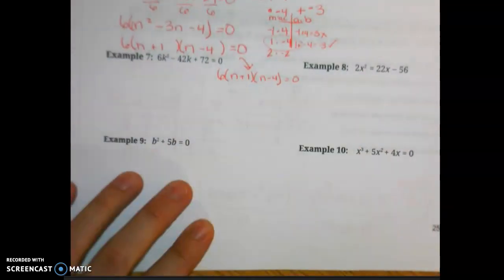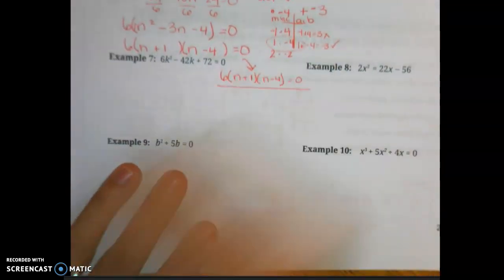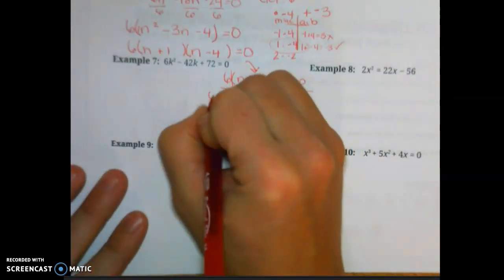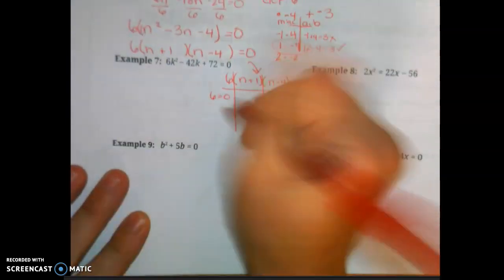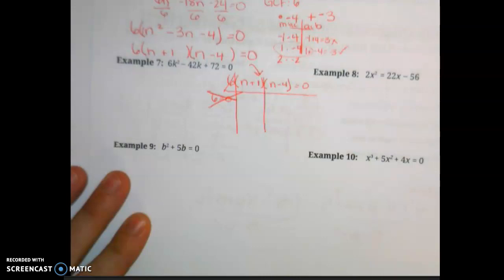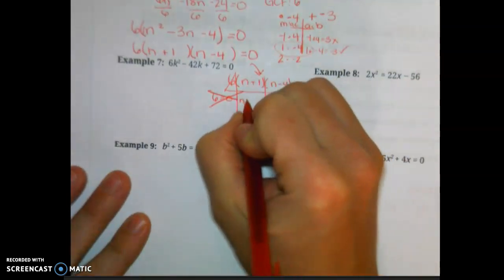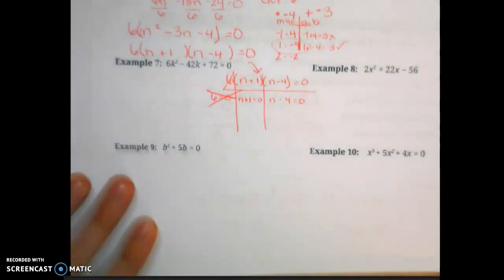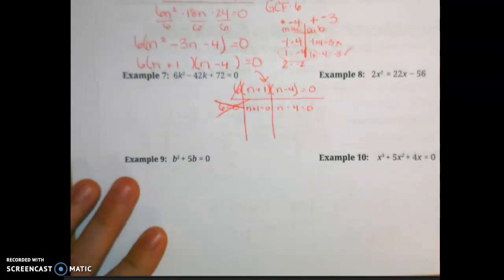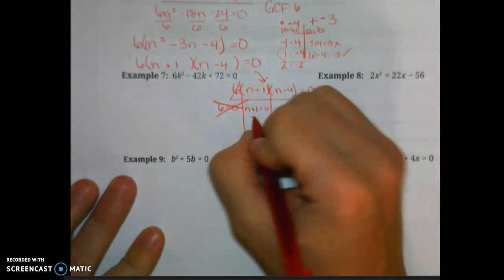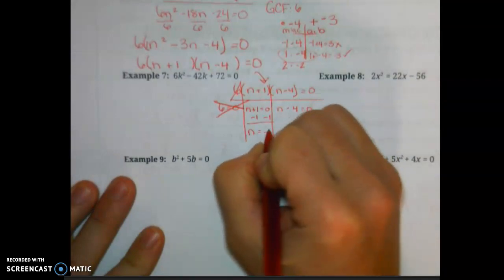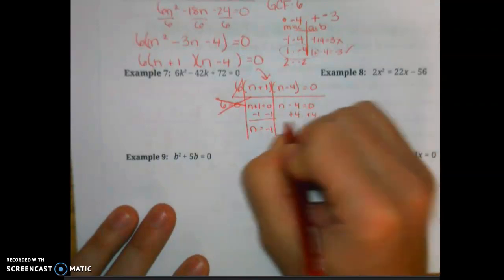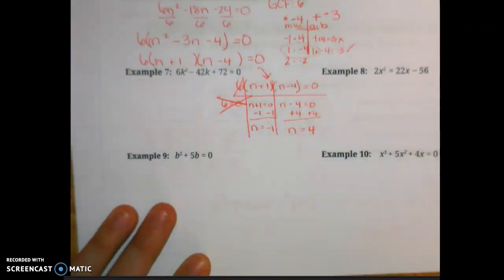I'm going to set each factor now equal to 0. So I have 3 factors, 6, n plus 1, and n minus 4. The GCF, if you set that equal to 0, it's not true, so you basically just throw it out. When there's a GCF, you can kind of just forget about it. I'm going to then set each of these factors equal to 0. So here n plus 1 equals 0. How would I solve for n? Subtract 1 from both sides. So n equals negative 1. For this binomial, I would add 4 to both sides, and n equals 4.